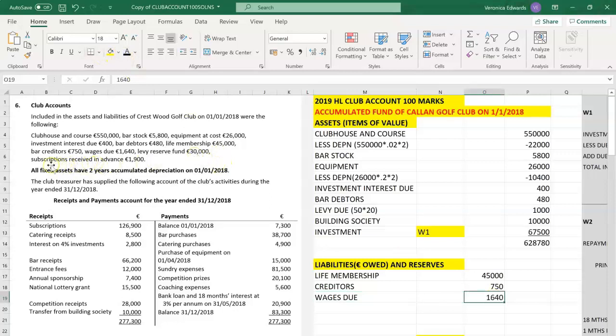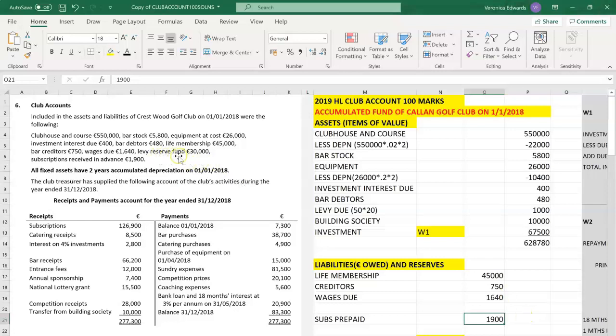I'm going to the last one for a second. Okay, subscriptions received in advance. Apparently some of your members paid you subscriptions in advance for the 2018 financial year. So they paid upfront for the year. Again, technically you owe that money back to the members until time passes, okay? So we're going to put the subscriptions in and we call those subscriptions prepaid, paid in advance, 1,900.